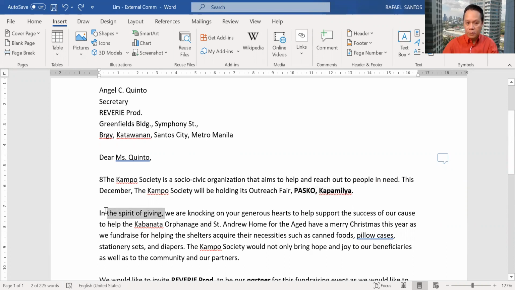Therefore, the use of this transitional device is telling us, the ones who are evaluating this content, that the person, or the material, is still talking about the same idea. So the topic is still there. It's not going somewhere wayward. So in the spirit of giving, we are knocking on your generous hearts to help support the success of our cause, to help the Kabanata Orphanage, and so on.